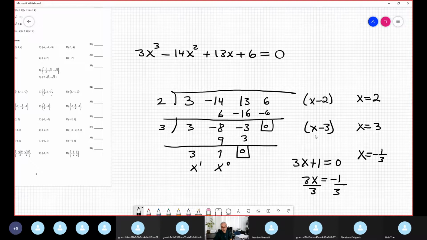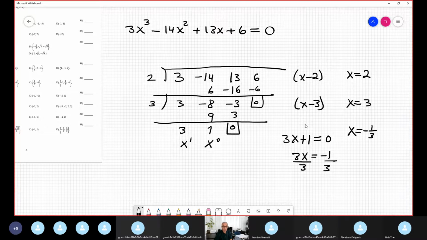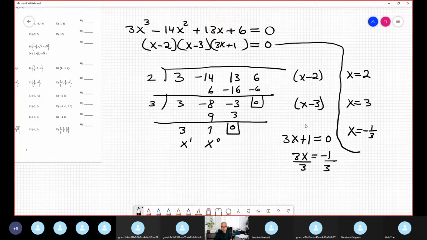For example, if they ask you in the test for the factorization, the factorization of this polynomial is 3 parentheses, x minus 2, x minus 3, and 3x plus 1. This is like a function, no? It's like an equation. Well, we have 3, 0, okay, it's this. Get the answer of that question.